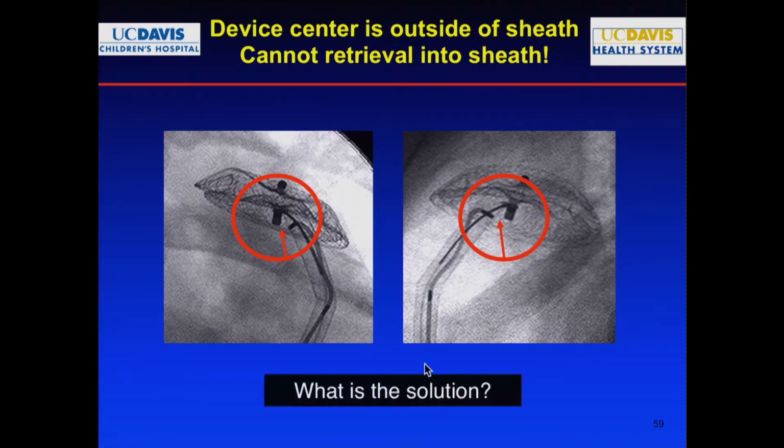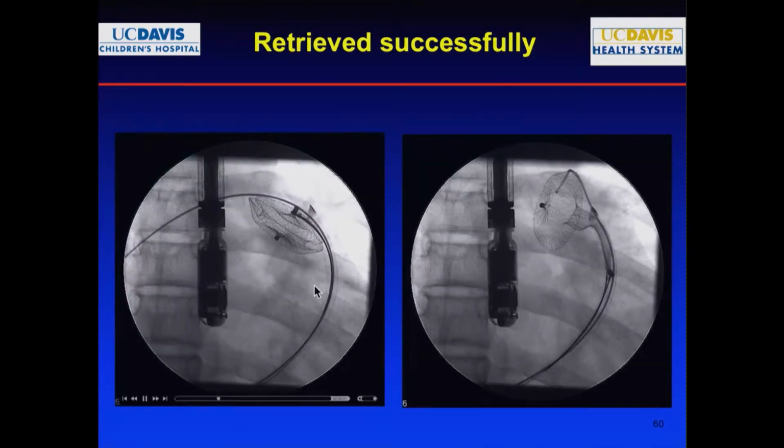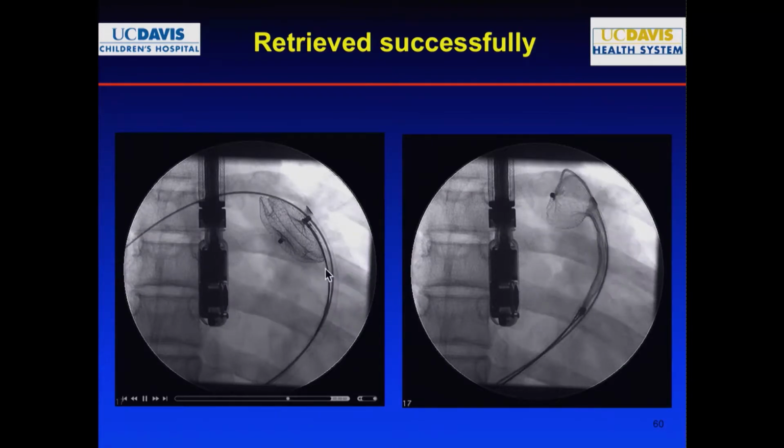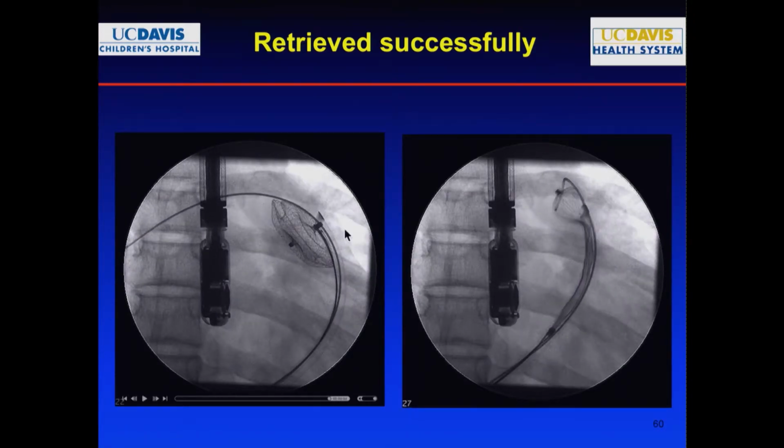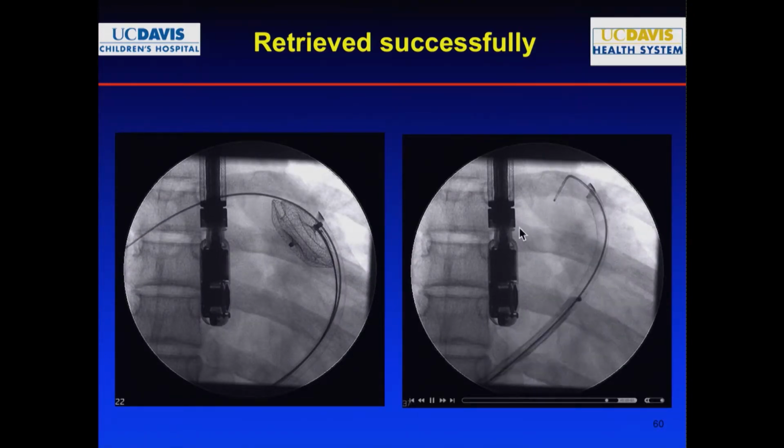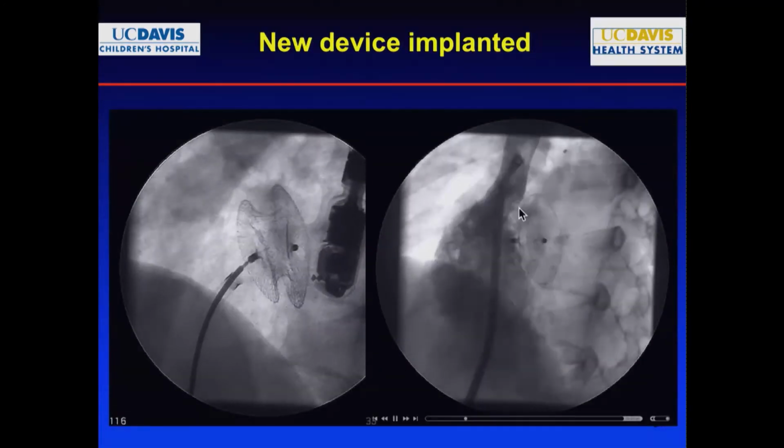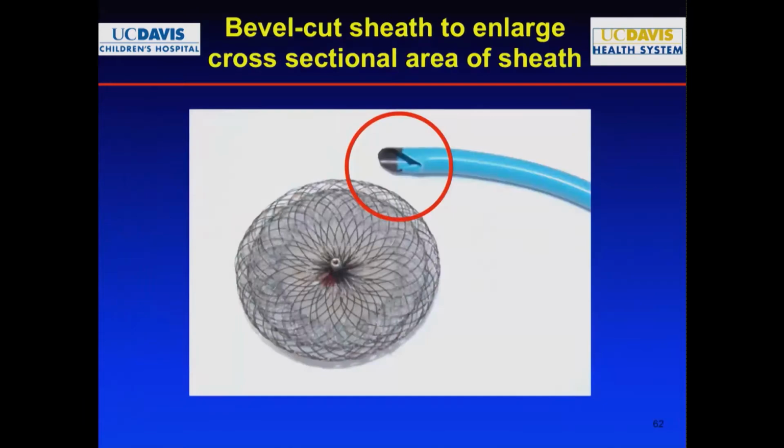And I know many of the senior guys here know how to deal with this. What you do is, actually you can see the clue here. We found a new sheath, and now we are able to pull it in. Well, what did we do to create this? Here's actually a new device put in, and basically it was fine after that. But here's the tip. Here's the tip of the sheath that we did.